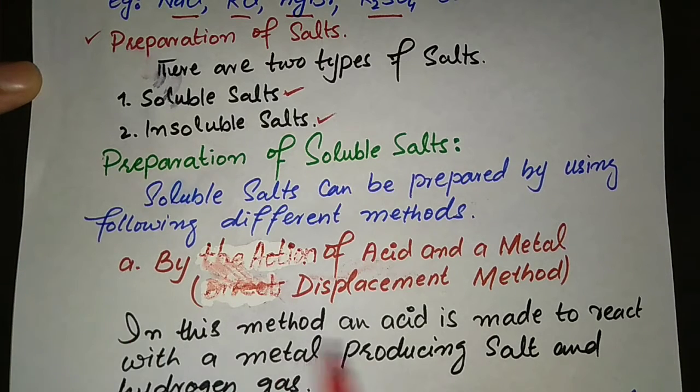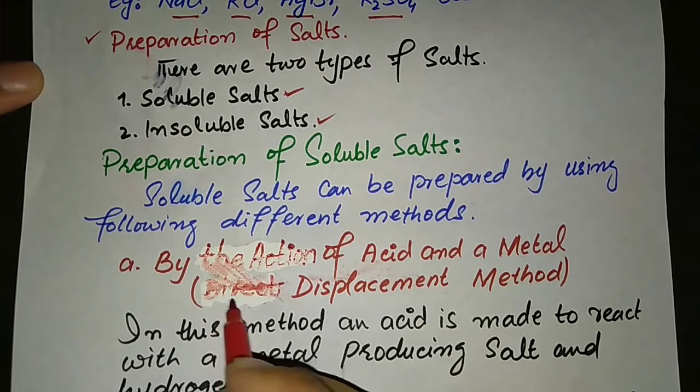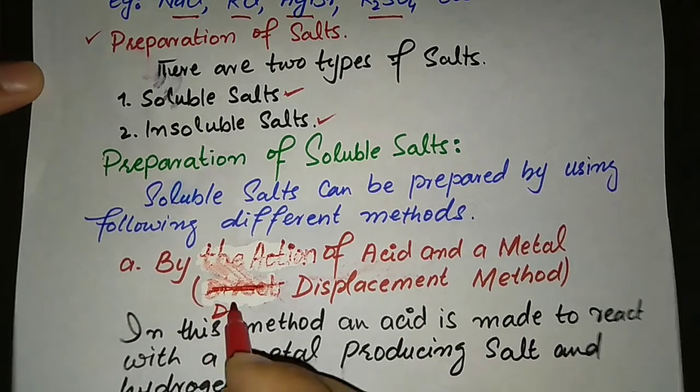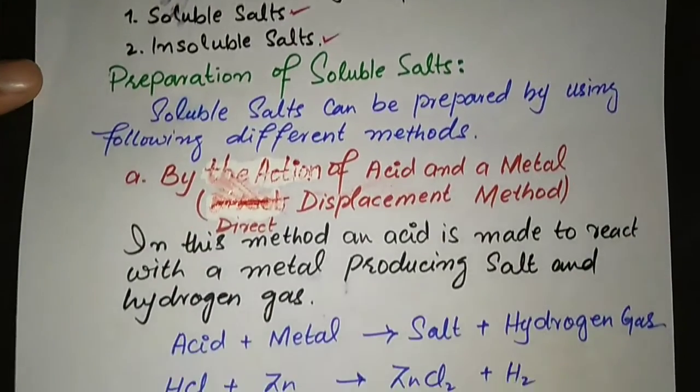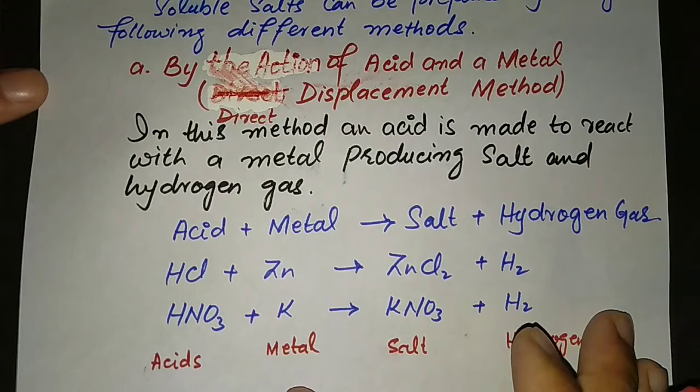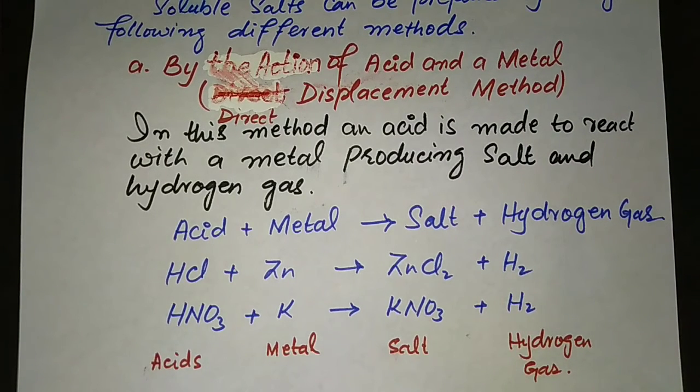The first method is by the action of acid and metal. This method is also called the direct displacement method. In this method, an acid is made to react with a metal, producing salt and hydrogen gas. This is a very common technique for the production of salt, and it is a very common experiment that is usually done in the laboratories.